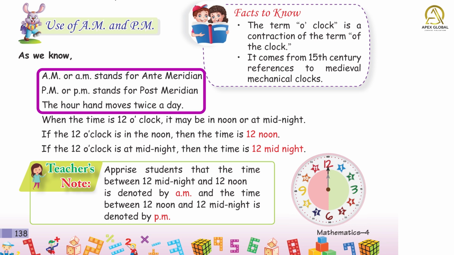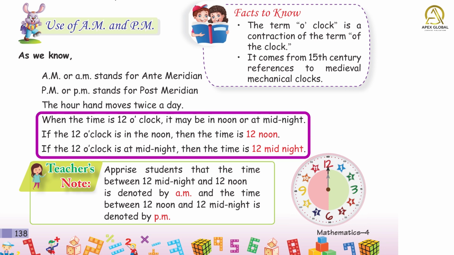The hour hand moves twice a day. When the time is 12 o'clock, it may be noon or midnight. If the 12 o'clock is at noon, then the time is 12 noon. If the clock is at midnight, then the time is 12 midnight.